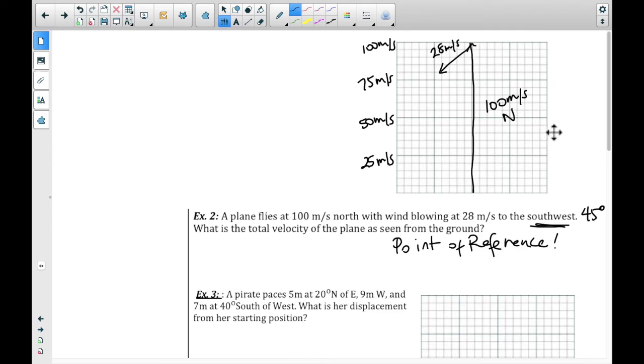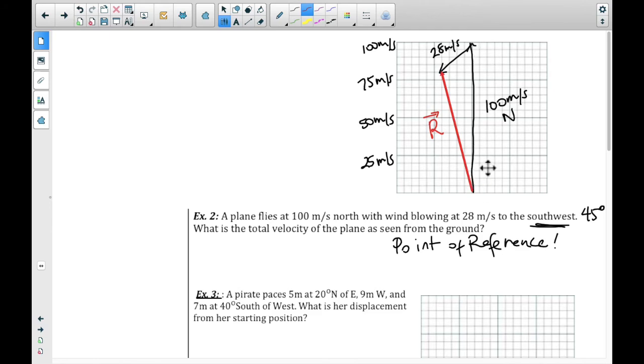Maybe their instrumentation is more sophisticated than this, but maybe it says they're going 100 meters per second to the north. Whereas you look at it and you're like, well, not really, because the wind is blowing it off course and cutting into it, right? If the plane is flying this way and the wind is blowing this way, it's going to make a total of this, because the wind is blowing it off course. So my resultant vector now looks like this. That's what it would look like from the ground.